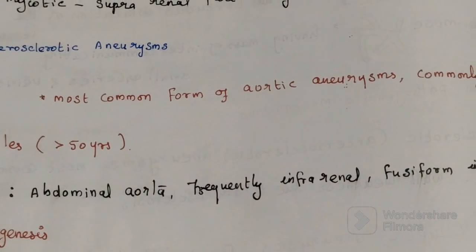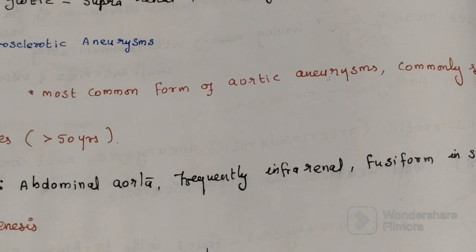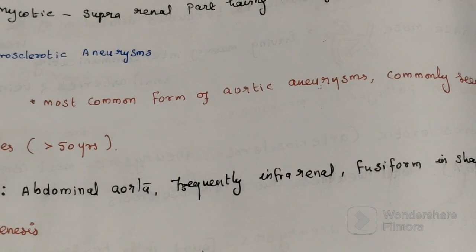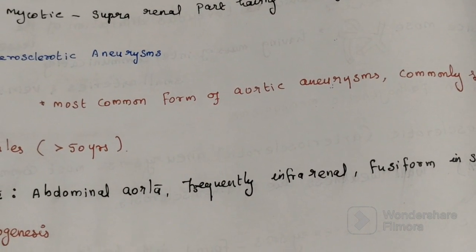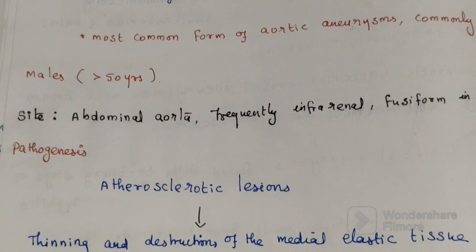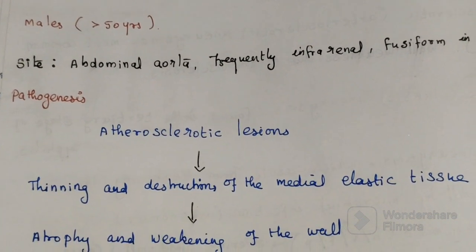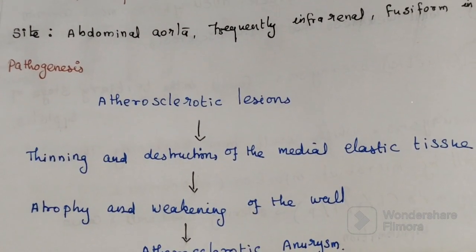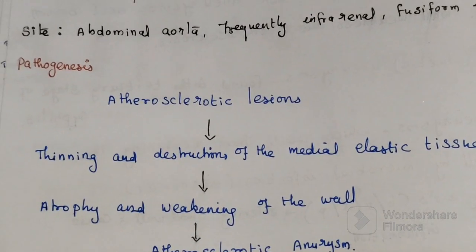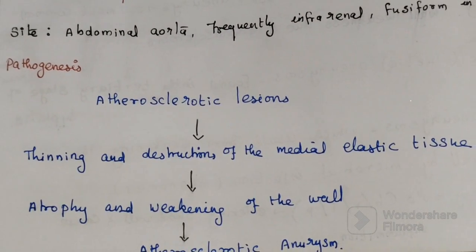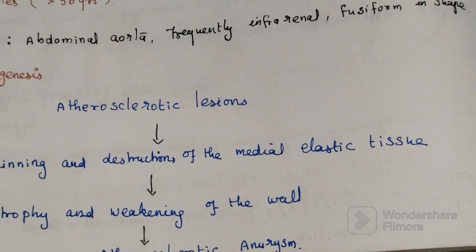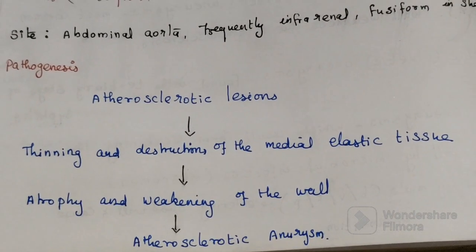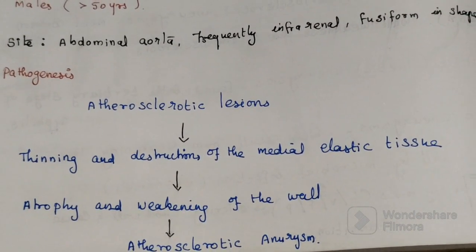Atherosclerotic aneurysm causes destruction of medial elastic tissue. That's why it leads to weakening of that wall. It leads to aneurysm. Then pathogenesis of atherosclerotic aneurysm: atherosclerotic lesion, thinning and destruction of medial elastic tissue. After that atrophy and weakening of that wall, then it causes atherosclerotic aneurysm.